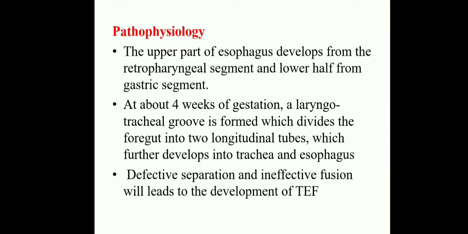tracheoesophageal fistula is there. These two organs have some fistula connection in between. So whatever food or liquid we take may enter into the trachea, and whatever air we take may enter into the esophagus. So there is a fistula between the two organs, that is the trachea and the esophagus. All of you clear? This is about the pathophysiology.